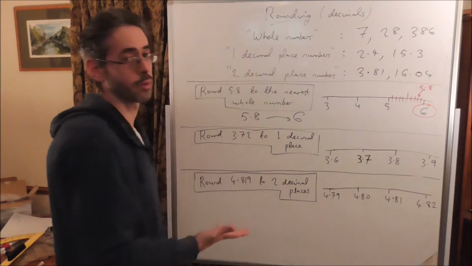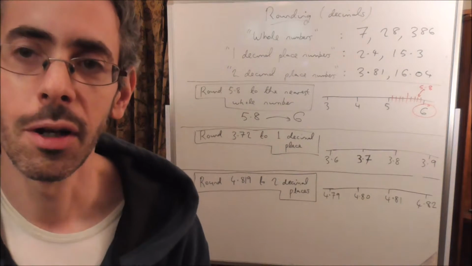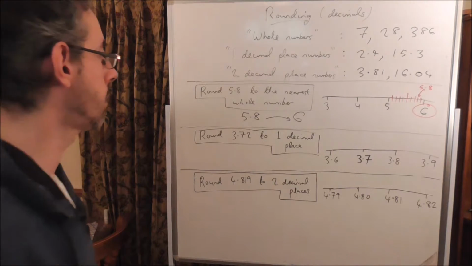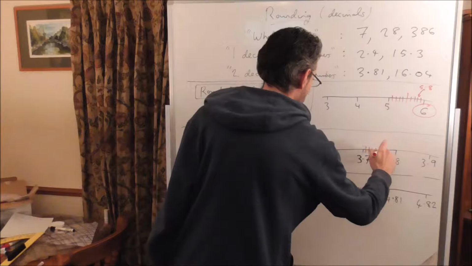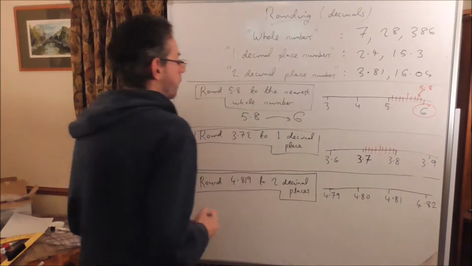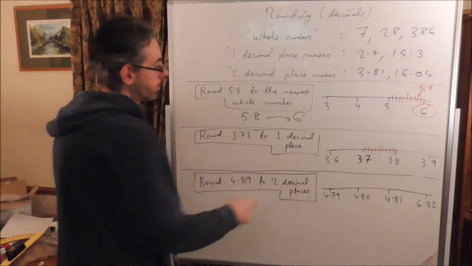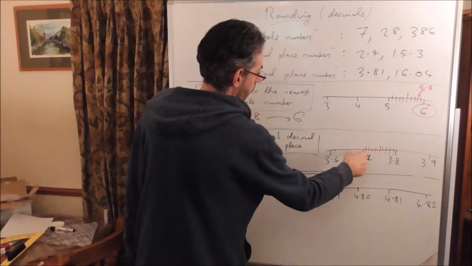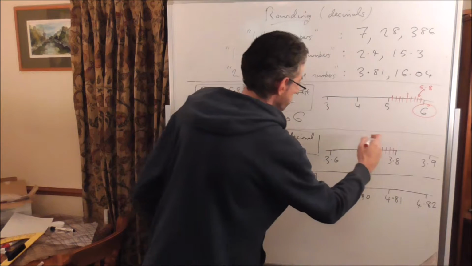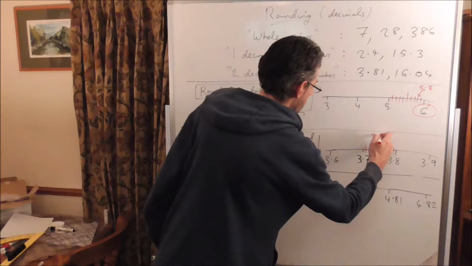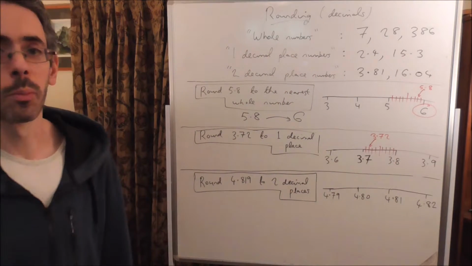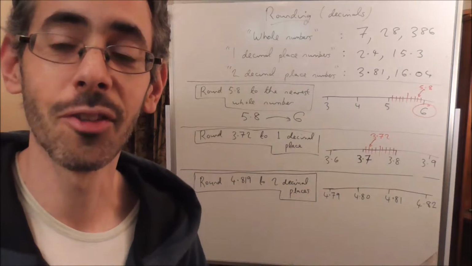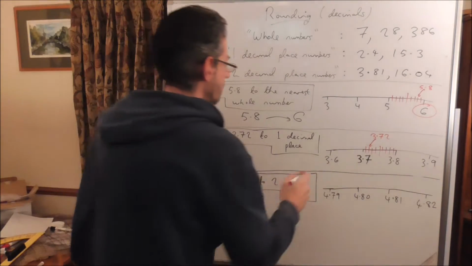It's 3.7 something, so it's between 3.7 and the next one decimal place number after that, 3.8. So I'll split this interval into 10 parts. And where's 3.72? Well, you've got 3.7, then 3.71, 3.72. 3.72 is there. So which one decimal place number is it closest to? You can see it's closest to 3.7.